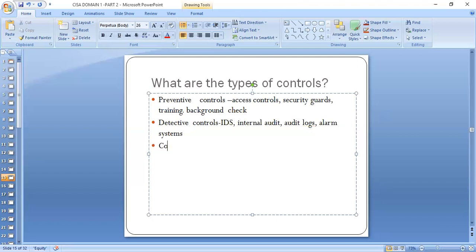Then we have corrective controls. So what are corrective controls? Corrective controls are controls that help us to minimize damage. So our preventive controls have already failed. Luckily, our detective controls have alerted us. How do we minimize the damage?